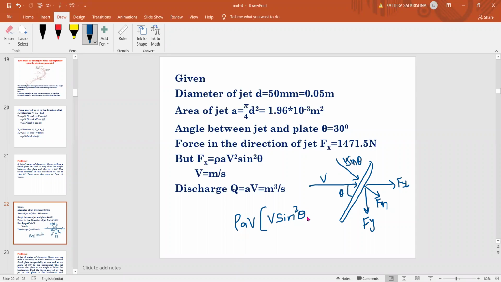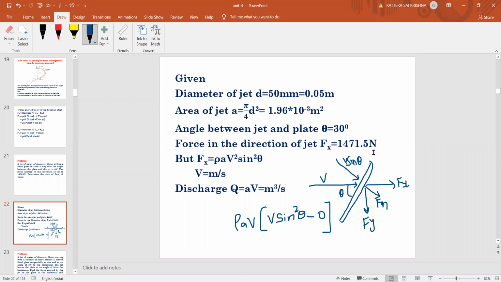Final velocity in x direction is 0. Okay, so you'll get the same thing here: rho a v square sine square theta. You can do it like this, or directly if you remember this, just substitute all the values, and you can get the answer for the velocity because Fx value is given to us.